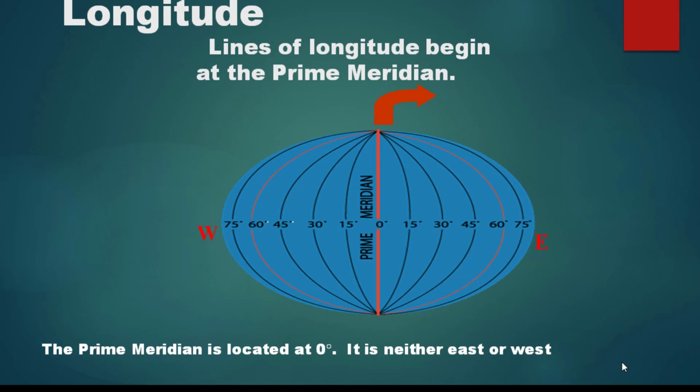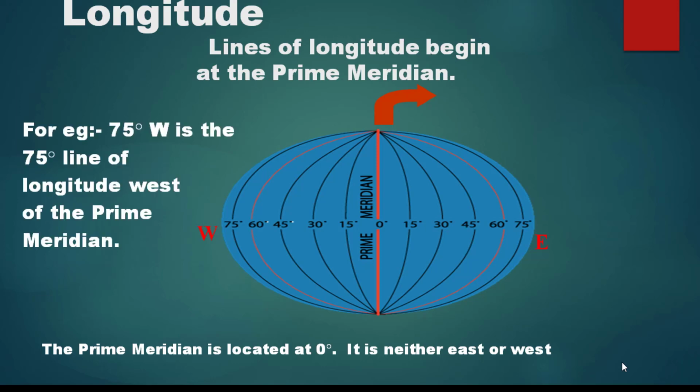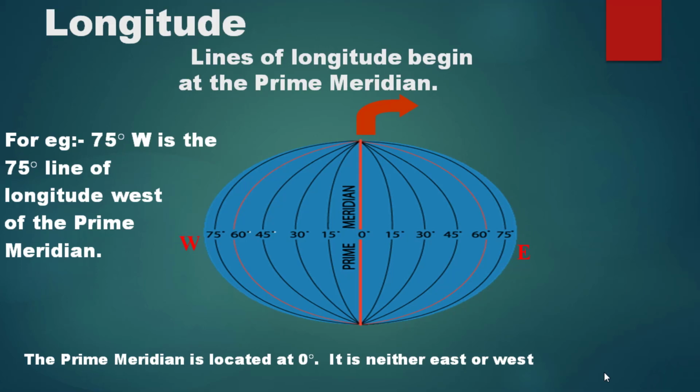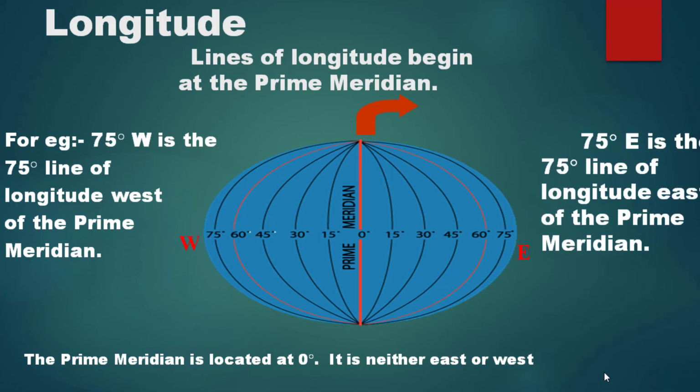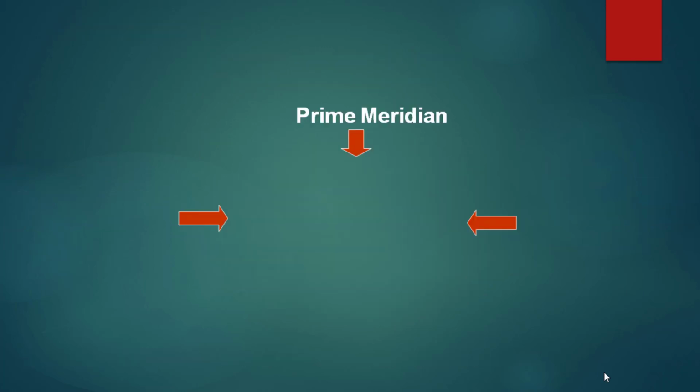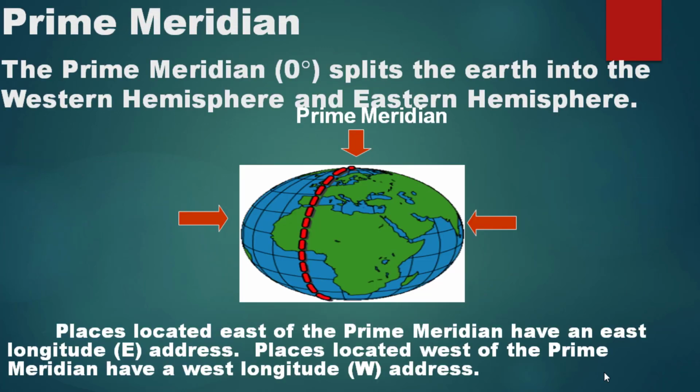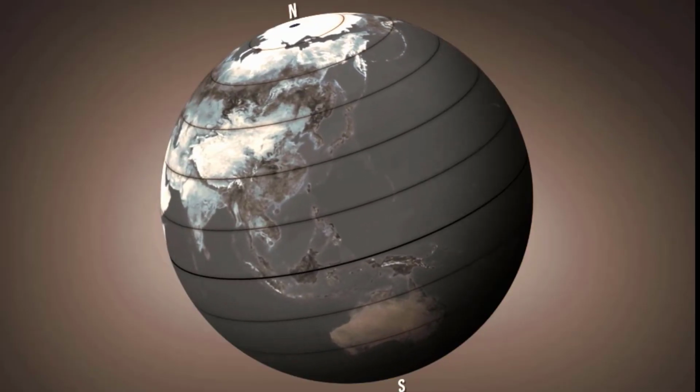Lines of longitude begin at the prime meridian. For example, 75 degree west is the 75 degree line of longitude west of the prime meridian. Similarly, 75 degree east is the line of longitude east of the prime meridian. The prime meridian, that is at 0 degree, splits the earth into western hemisphere and eastern hemisphere. Places located east of the prime meridian have an east longitude address. Places located west of the prime meridian have a west longitude address. Like this red line denotes the prime meridian.